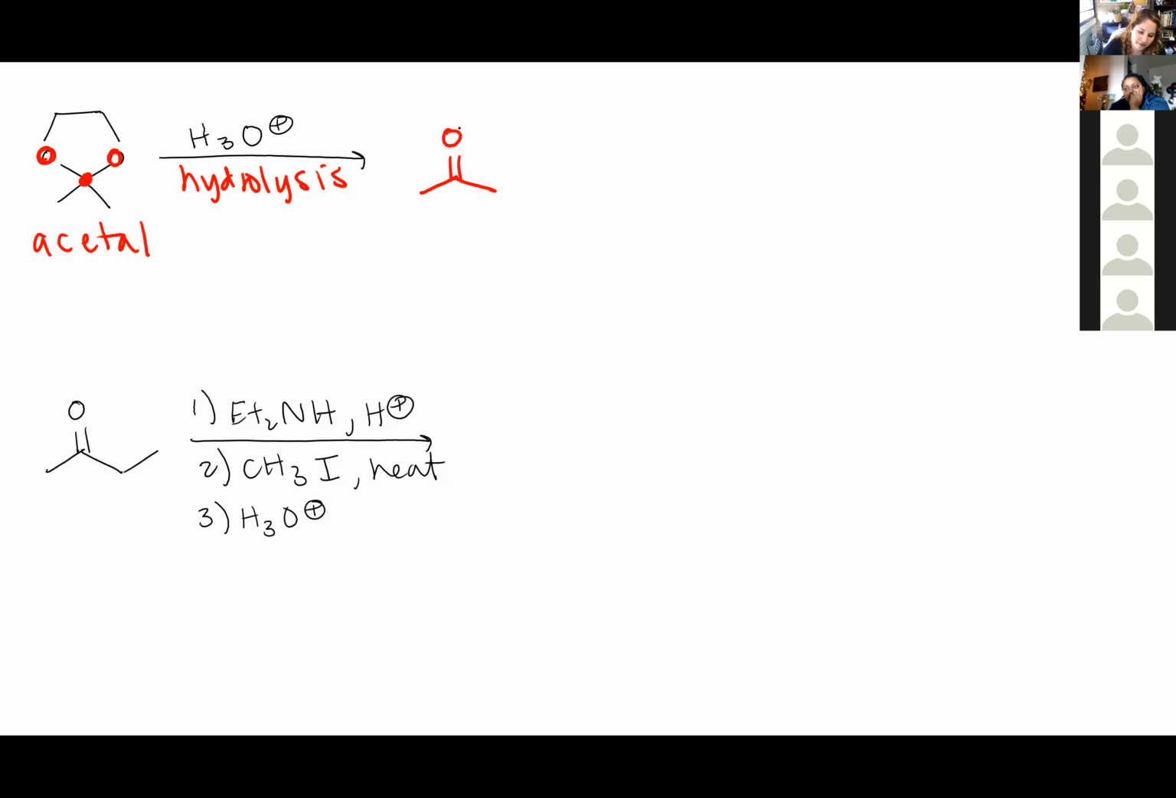Quick question, we call this compound acetone. Is that the common name or the IUPAC name? Common name. That's the common name. What is the IUPAC name? Propanone. Right. So do you think I'm going to ask you about IUPAC naming for aldehydes, ketones, carboxylic acids, and their derivatives on the exam?